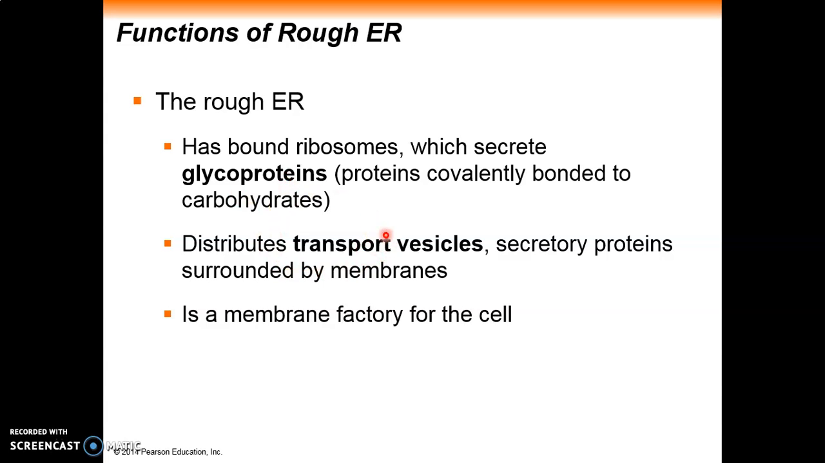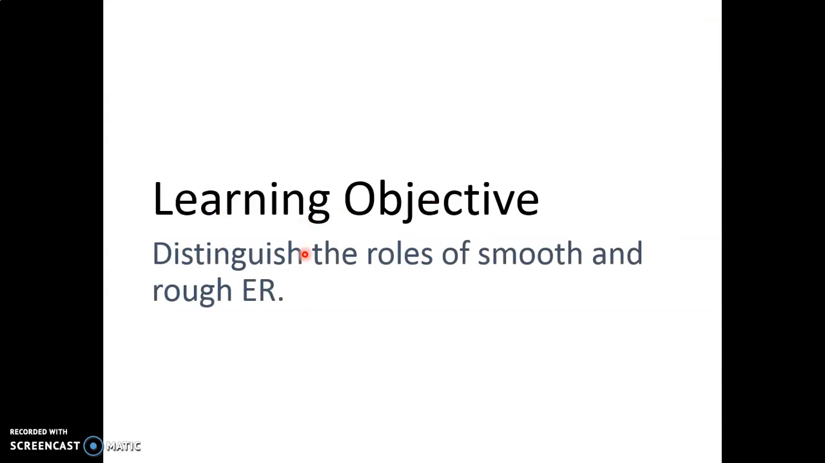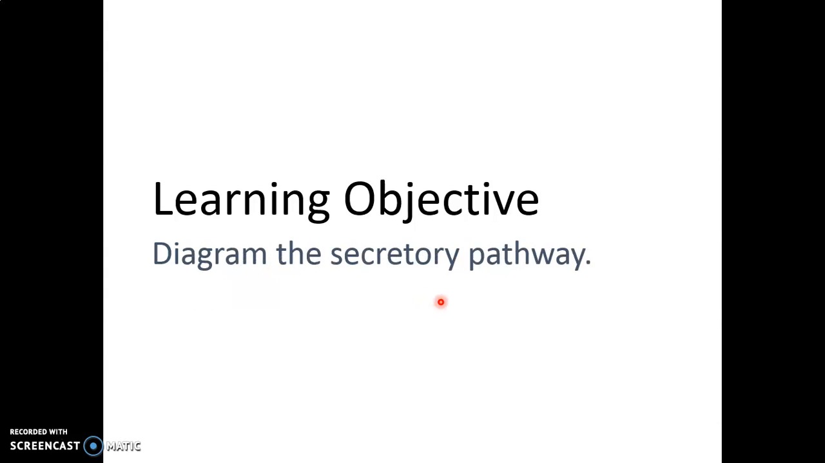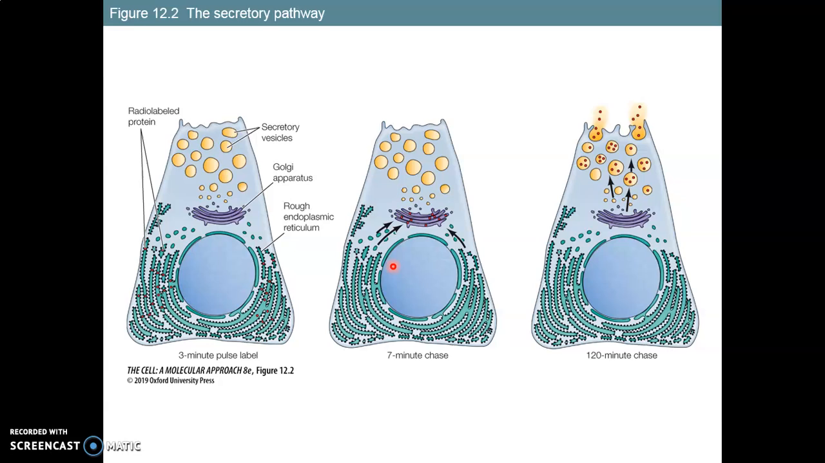The ER is also responsible for producing transport vesicles, which will allow proteins to move from one compartment to another, moving to the Golgi apparatus or moving to other areas of the cell. So now we kind of roughly know what the roles of the rough and smooth ER are. Let's take a moment to look at the secretory pathway.